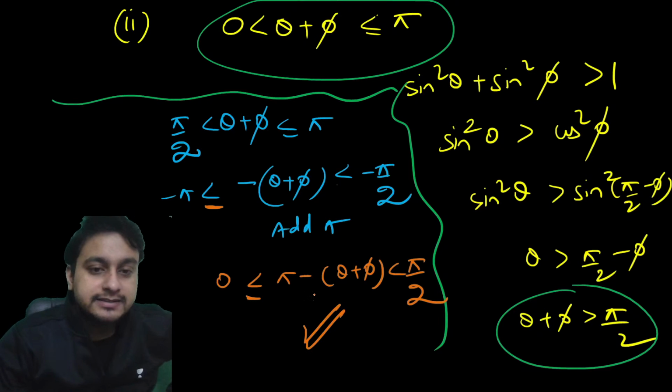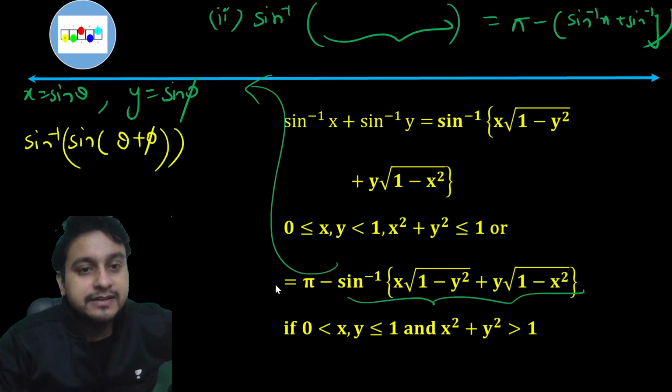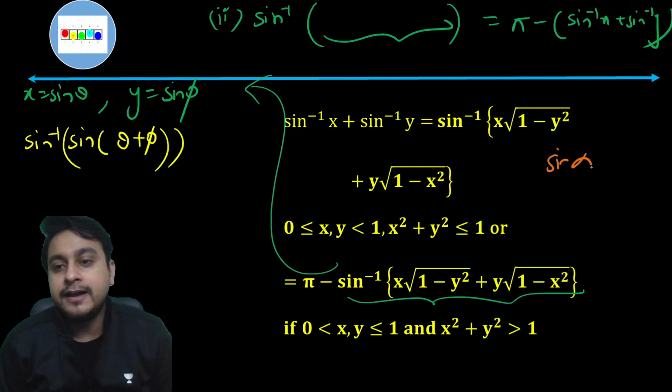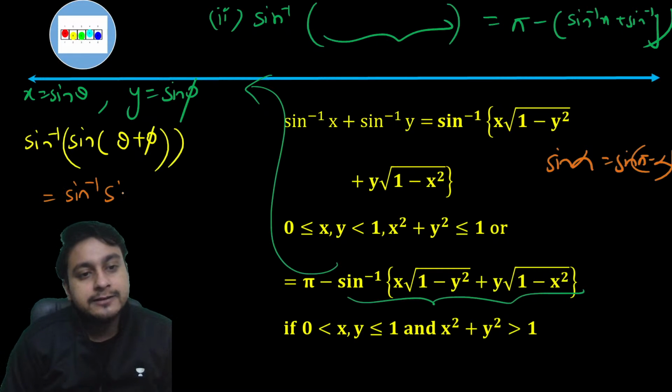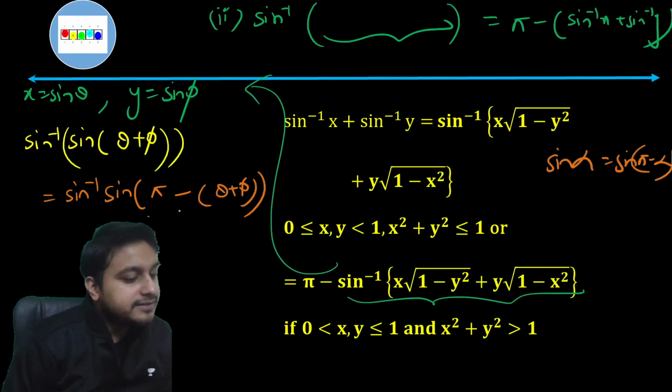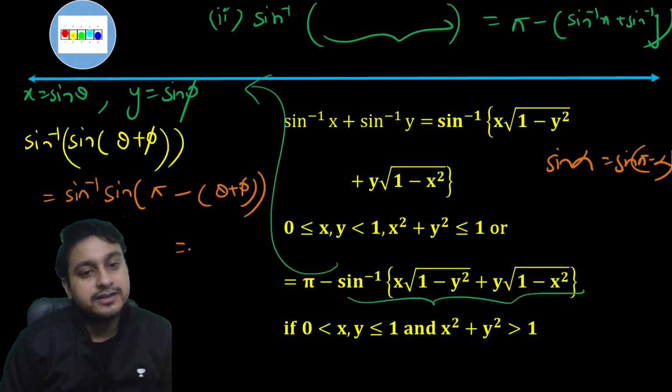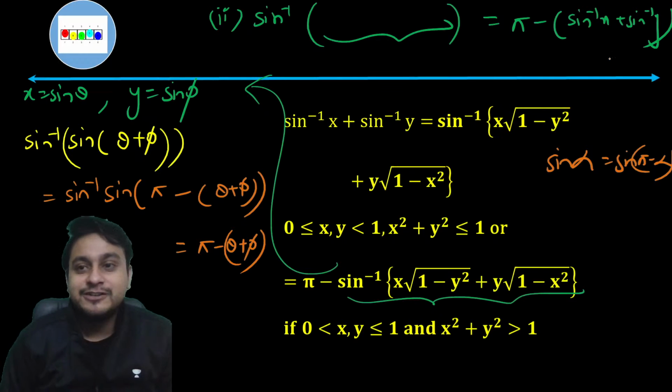So we will replace that by pi minus, and we can do that. We all know that sine alpha is sine pi minus alpha, or not? Yes, second quadrant it is. We'll write it as sine inverse sine pi minus theta plus phi. Now we can cancel because this is in the favorite region. Sine inverse and sine will cancel. We will get pi minus theta plus phi, which is nothing but what, guys?